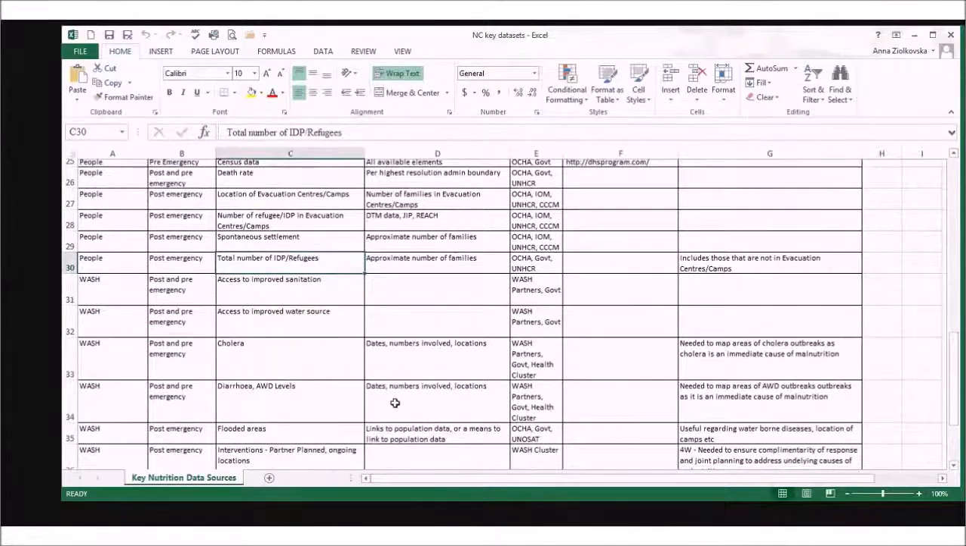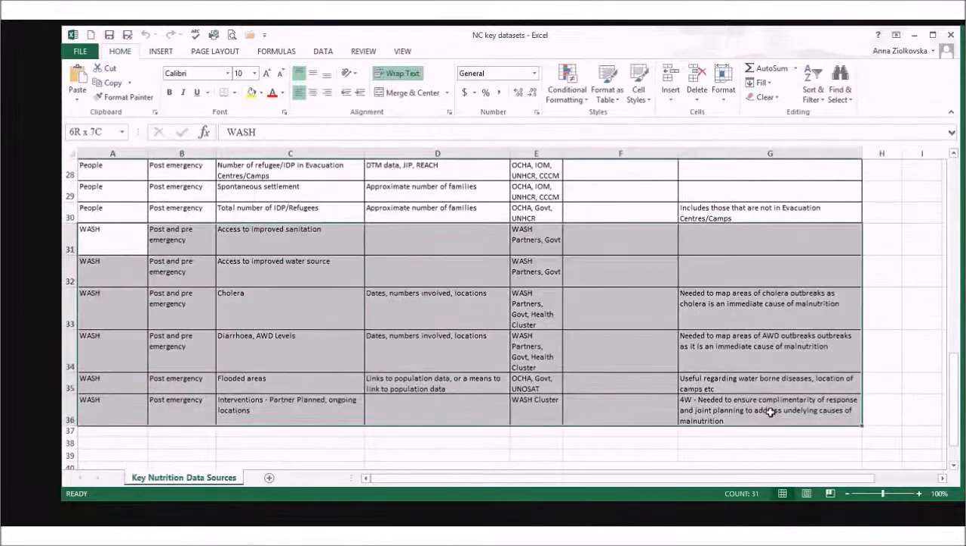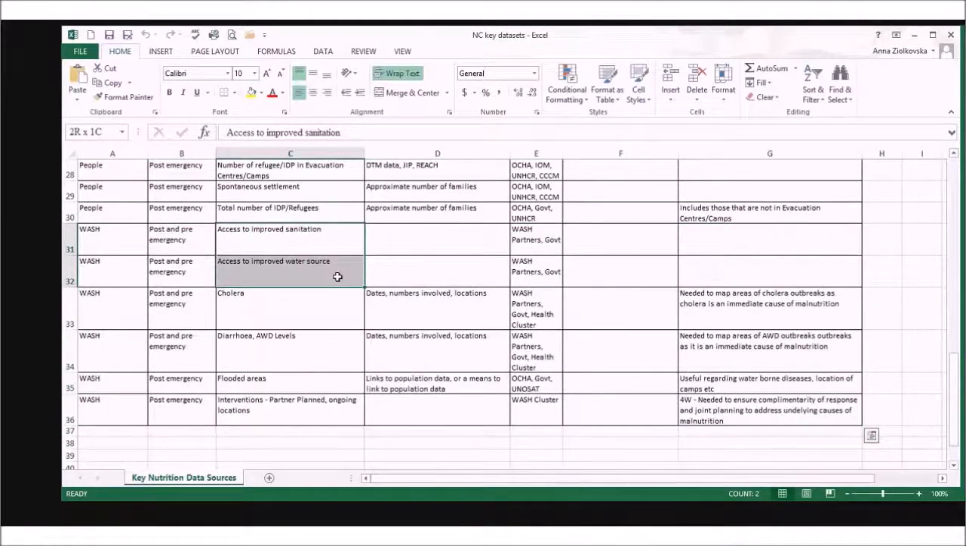The WASH cluster is the last data set. It includes access to improved sanitation and improved water source, which you would usually get from the government or from the WASH cluster, and this is also assessment-based information. Cholera outbreaks, acute watery diarrhea levels, again usually from the WASH cluster. Sometimes you can get it also from the health cluster or the government.